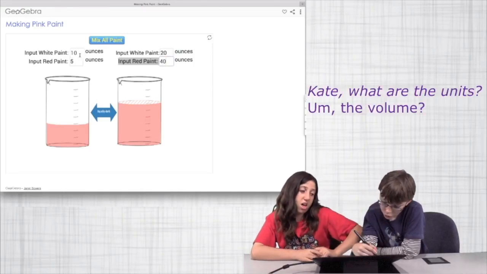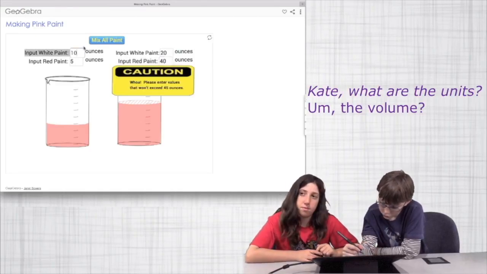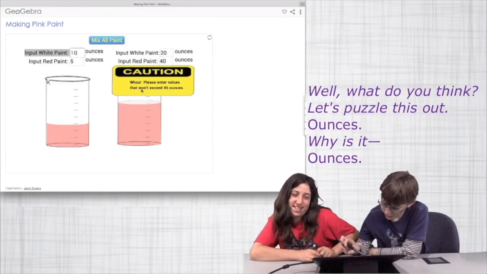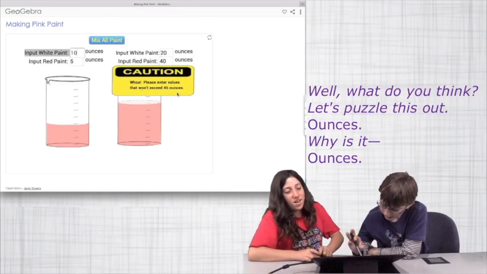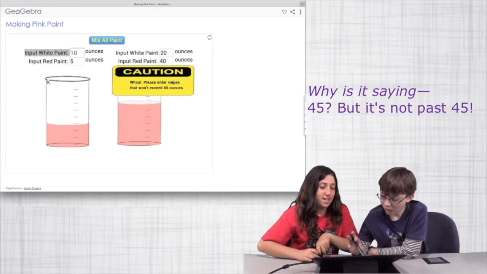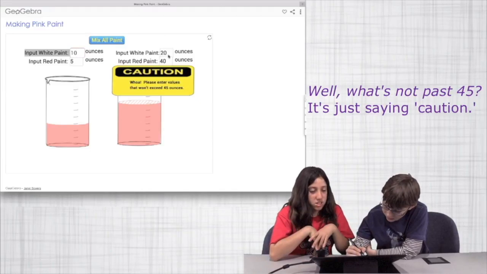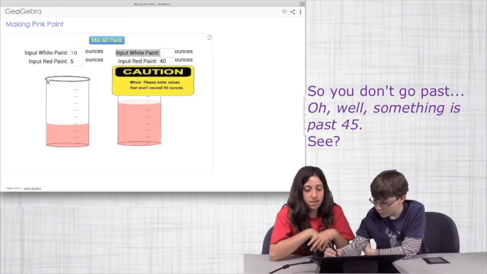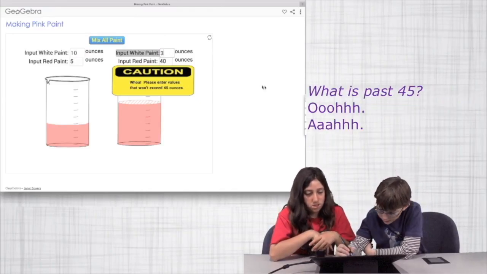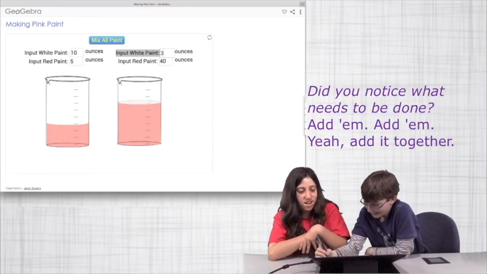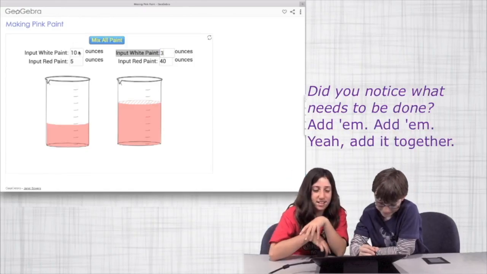Kate, what are the units? The volume or mass or whatever it's called. Well, what do you think? Wait, let's puzzle this through. Ounces. Why is it ounces? Why is it saying 45, but it's not past 45? Well, what's not past 45? It's just saying caution, so you don't go. Really? Well, something is past 45. What is past 45? Did you notice what needs to be under? They're added together. Yeah.